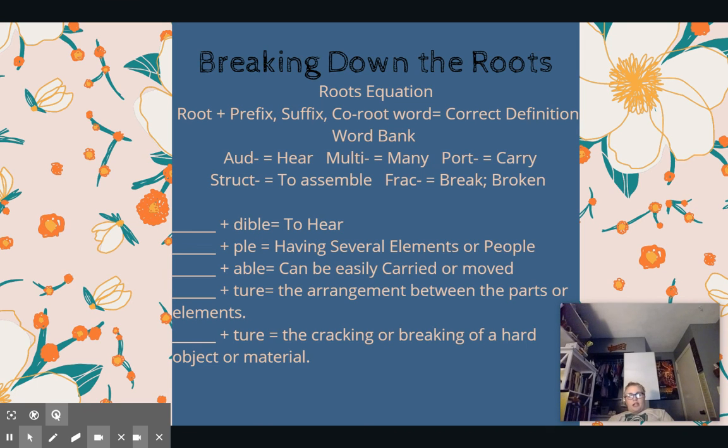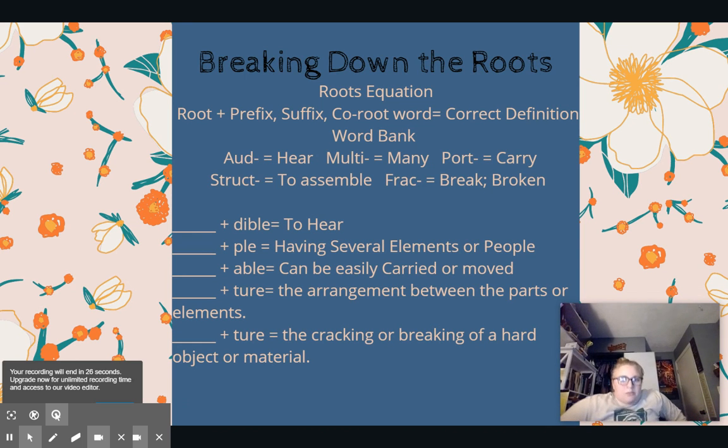The fourth one is the arrangement between parts or elements. So we've got two words left. We have struct and frac for roots. So let's try to see which one would make the most sense. A fracture doesn't make that much sense. That doesn't sound like the arrangement between parts or elements. So it would be structure and then fracture. So this is just a really simple way to practice. Nothing too crazy, but I just thought it'd be a fun way to get you associated so that you are more aware when you go to Julia now for your instruction.